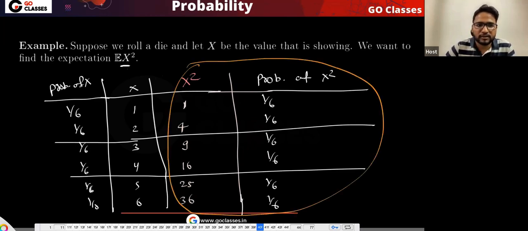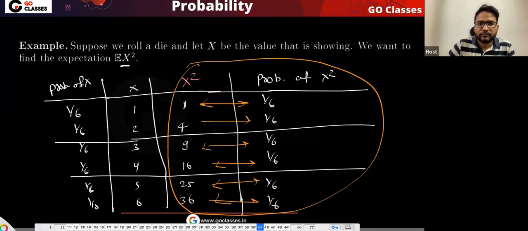Now can you find the expectation? To find the expectation, you can just multiply these, right? Which means the expectation will be 1 into 1 by 6 plus 4 into 1 by 6 plus 9 into 1 by 6, like this. Okay. Is there any problem in this?